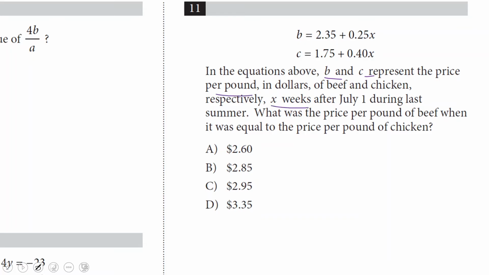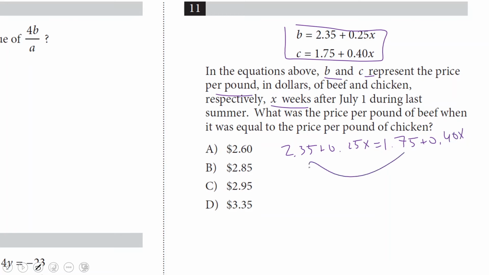Alright, so in the equation above, B and C represent the price per pound in dollars of beef and chicken x weeks later, and so on. What was the price per pound of beef when it was equal to the price per pound of chicken? Alright, so we need to set them equal to each other. 2.35 plus 0.25x equals 1.75 plus 0.40x. Move this here, so that's 0.6 equals 0.15x. x is equal to 4.